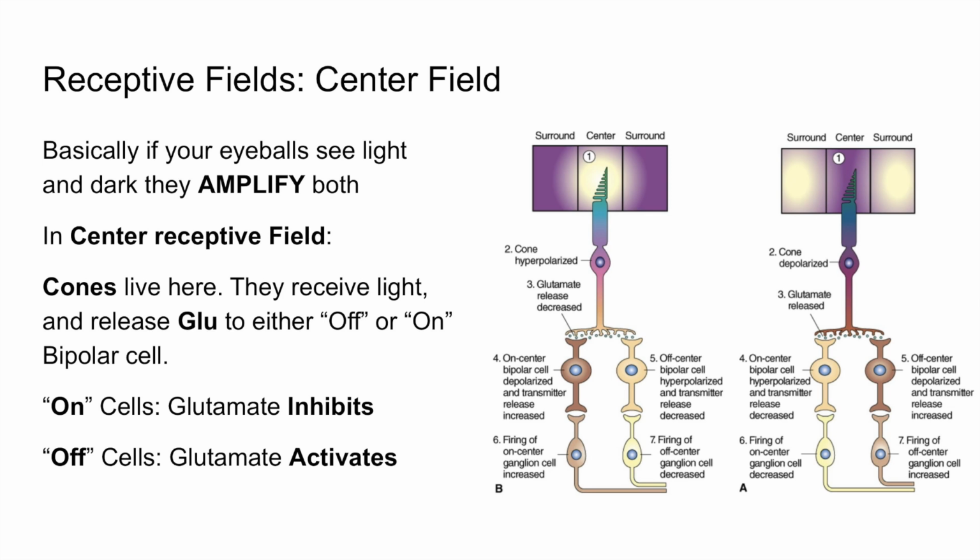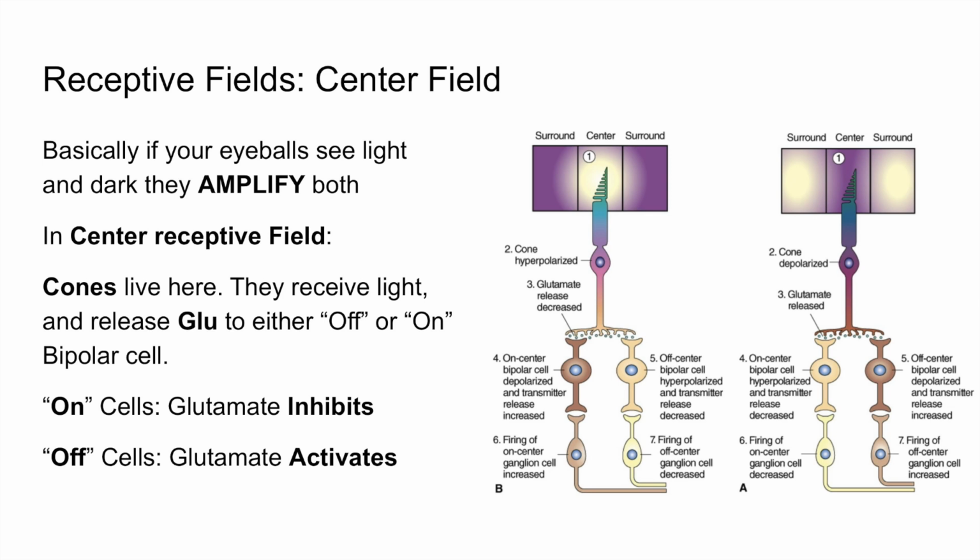So in the center, a cone detects light and adjusts glutamate release based on whether it's in the light or in the dark. So in the light, the cone hyperpolarizes and releases less glutamate, and in darkness, it depolarizes and releases more glutamate. That part you already know. Now, layer in the bipolar cells. On-center bipolar cells are inhibited by glutamate, so when light hits the cone and glutamate decreases, the inhibition is removed on the on-bipolar cell, thus making it active. That signal then propagates to an on-center ganglion cell, which increases its firing. So light in the center increases firing in the on pathway.